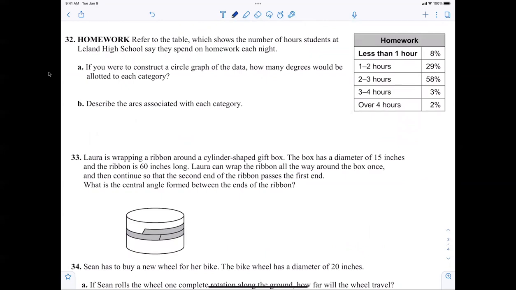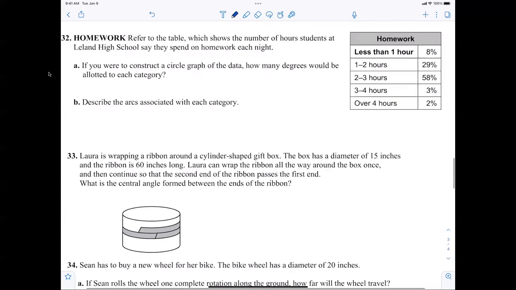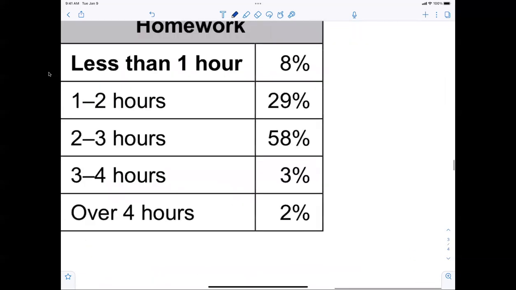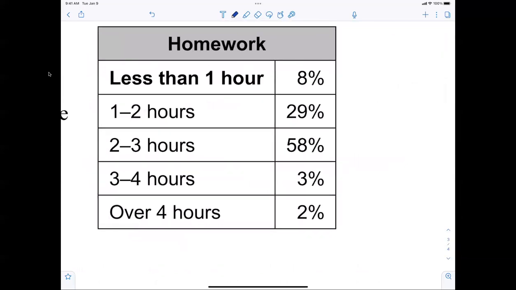So it says, refer to the table which shows the number of hours students at this school say they spend on homework. If you were to construct a circle graph, how many degrees would be allotted for each category? Now, this is always on the ERBs, right? So if you're going to serve less than 1 hour, about how many degrees would it be? What do I have to do?